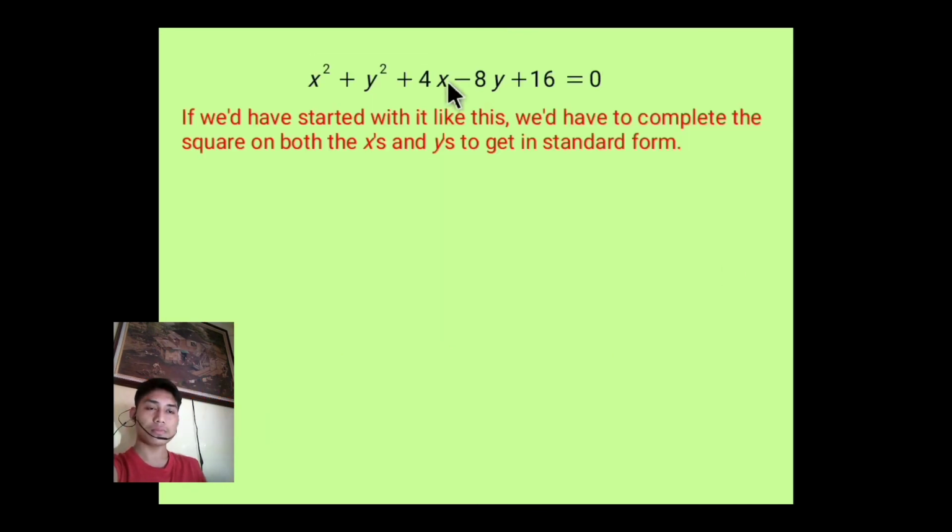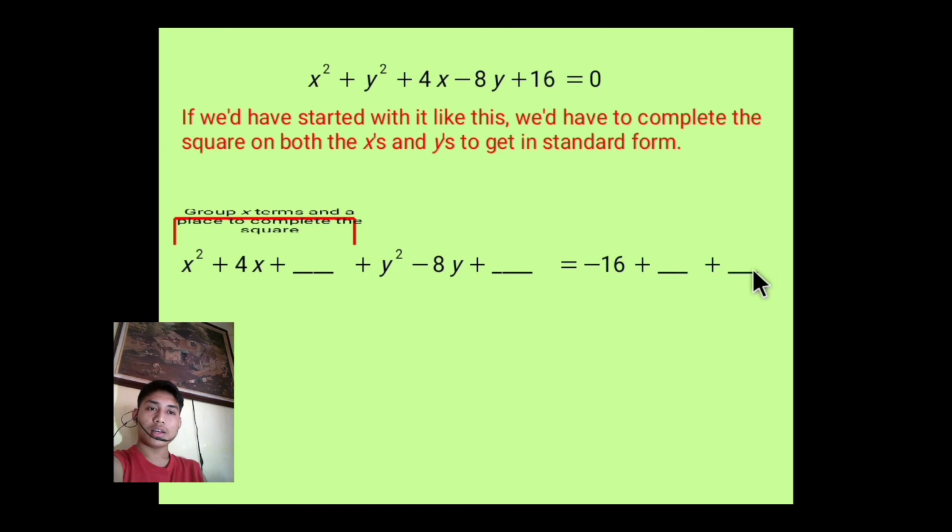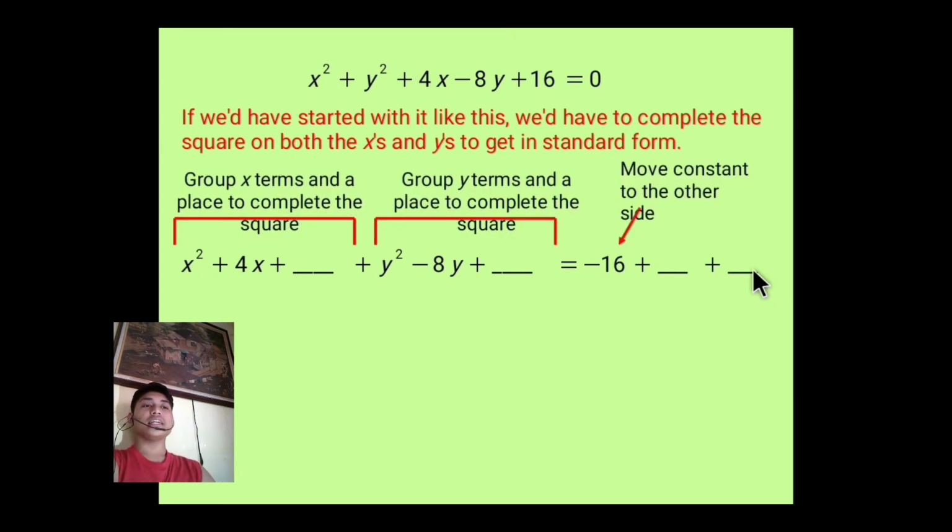So, sumunod, ayan na siya. If we'd have started with it like this, we'd have to complete the square on both x's and y's to get in standard form. Paano po? Ayan yung inano natin, the x's and y's and the constant terms. So now, ang gagawin natin ditong method is completing the square. Since the constant ay nililipat natin kapag gagawa tayo ng completing the square based on the quadratic equation. So ganito lang.